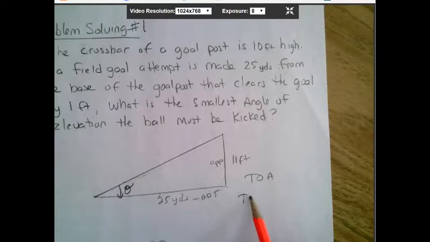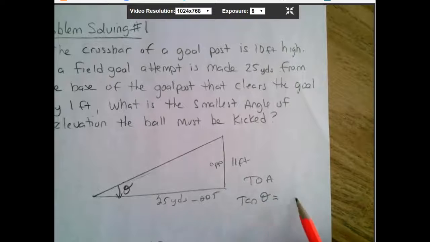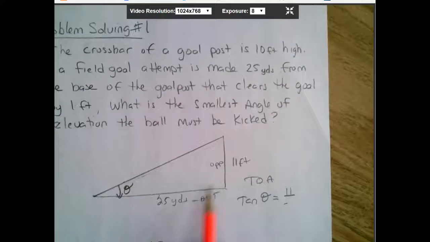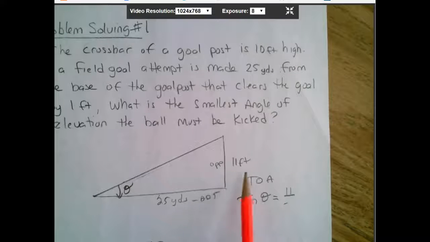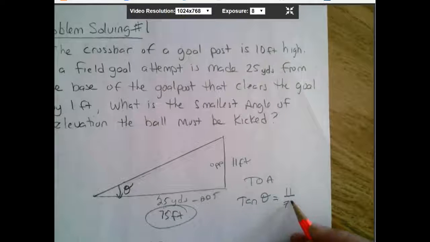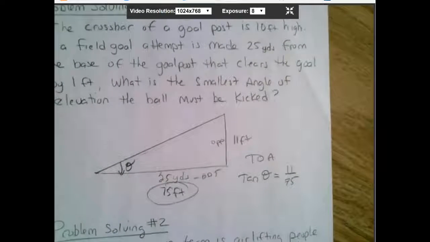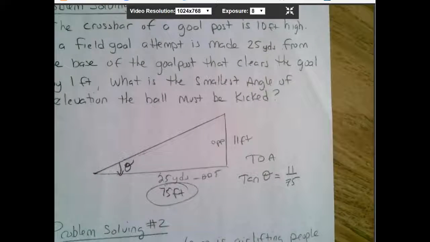So then we can just go tan of theta is the angle, and that's going to be the opposite, 11 over 25. Not 25 though, right? Because we want to make sure these units are the same. So we have 11 feet. We either have to change this into yards or change this into feet. This is probably easier to change into feet. 3 feet in a yard. So this becomes 75 feet. So it's 11 over 75, not 25. And then we do the math, right? And then we'll do the inverse of tan to tell us what the angle is. Let me grab my calculator.